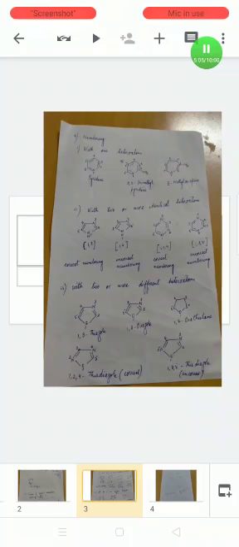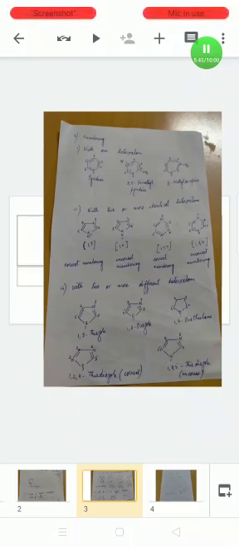Now you see, first is 1,3, second is 1,4. So 1,3 is the correct numbering, 1,4 is the incorrect numbering, because the lowest possible number should be on the heteroatom. Again, 1,2,4 and 1,3,4. 1,2,4 is the correct numbering, 1,3,4 is the incorrect numbering.